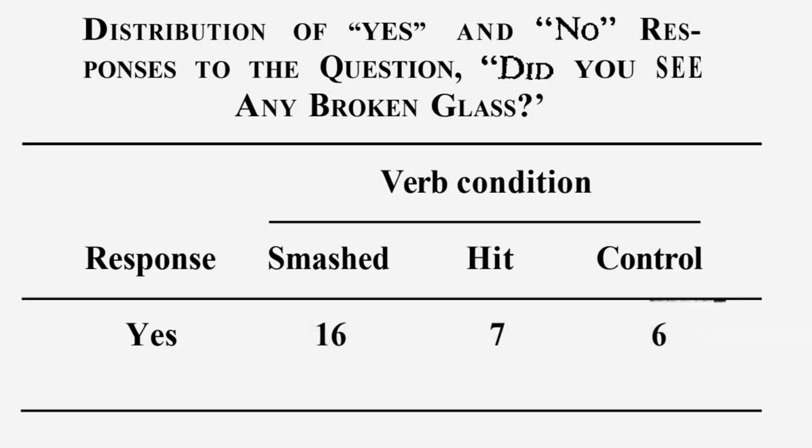Going back now to this frequency table here. Frequency tables are very, very useful when you want to report the actual data. When you want to report the actual numbers that you found, a frequency table is a great way to organize the data because I can simply look at this and know immediately, oh yeah, 16 people in the smashed condition said yes, they saw glass. 6 people in the control condition said yes, they saw glass.